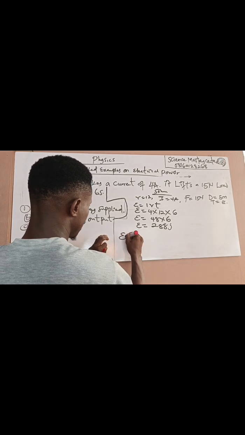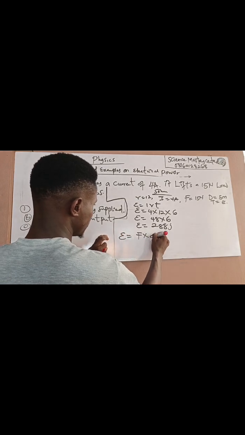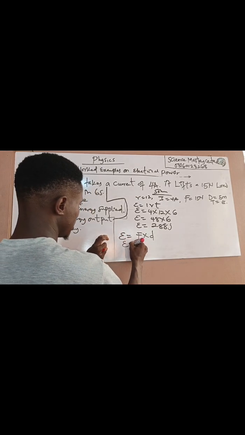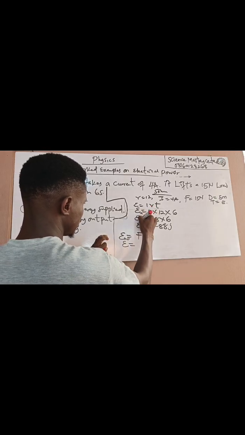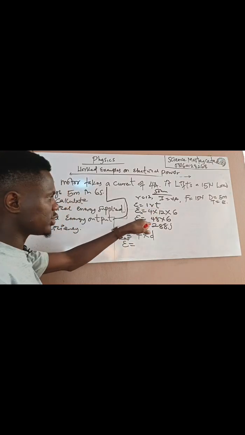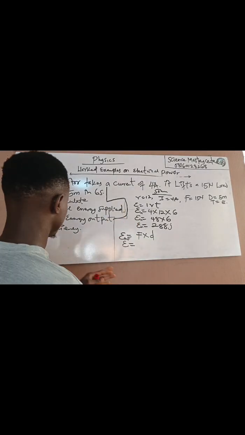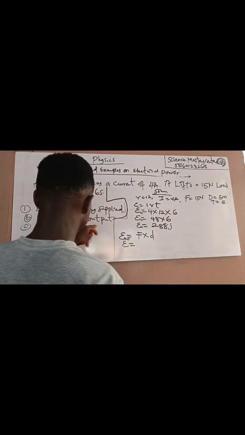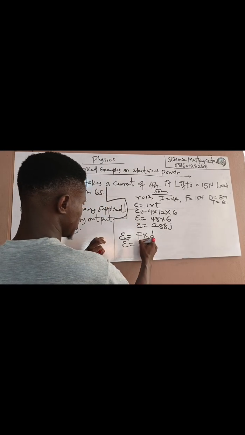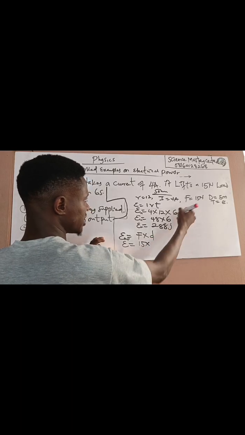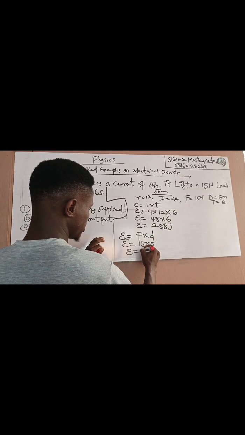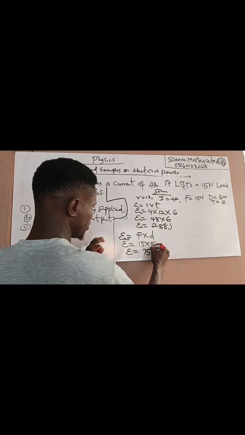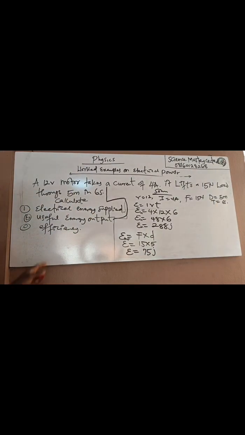Now the second one, they said the useful energy output. Remember energy is force times distance. Write this as in, because it's the energy supplied, and this as out, the useful energy output. So what's my force? That's 15 times the distance, that's 5. This should give us 75 joule.